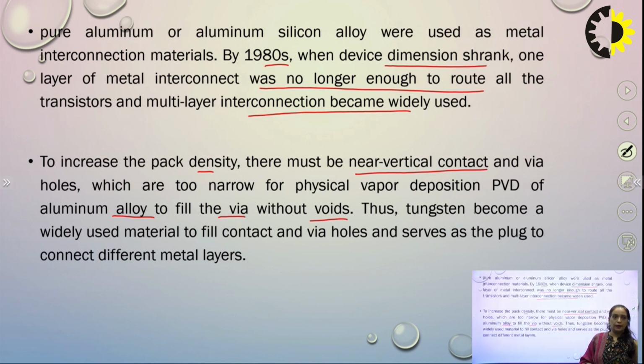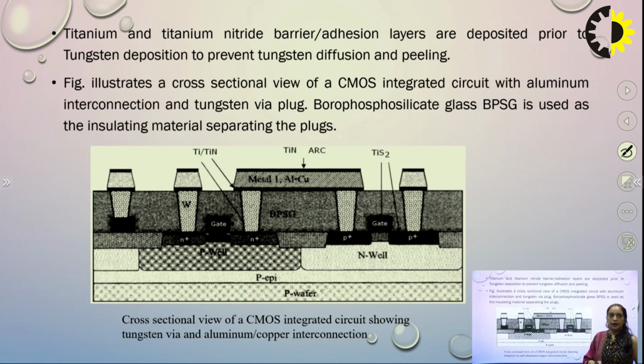Thus tungsten became a widely used material to fill the contacts and via holes to serve as a plug, which is used to connect different metal lines. Then titanium and titanium nitride barrier adhesion layers are deposited before tungsten deposition to prevent tungsten diffusion and peeling. In this figure we can see the tungsten deposition, the tungsten nitride deposition, or tungsten silicide deposition. This is done so that when your final metallization is done, those metals should not diffuse into the substrate. That is why we use these materials as plugs also.